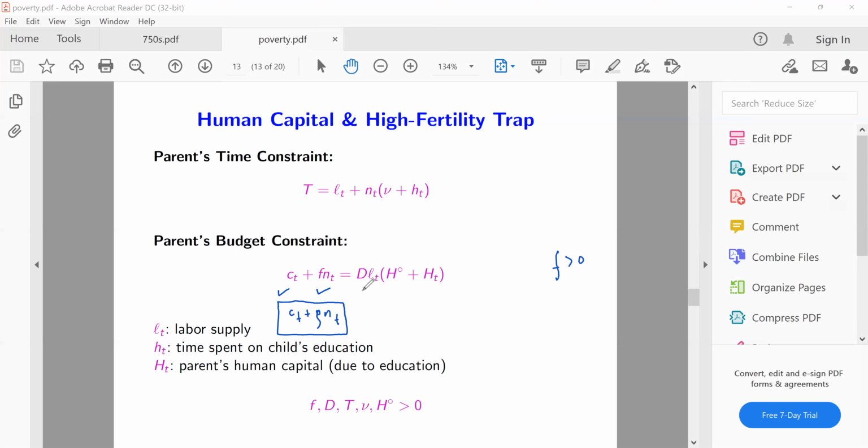Now here, the income part is different, right? Why? Because in this model, there's human capital. Now, the income part will have a particular parameter D, so this is constant again. LT is the labor supply, so this is the time. And this part is the human capital of the adult, of the parent.